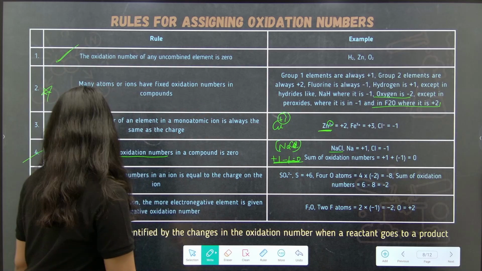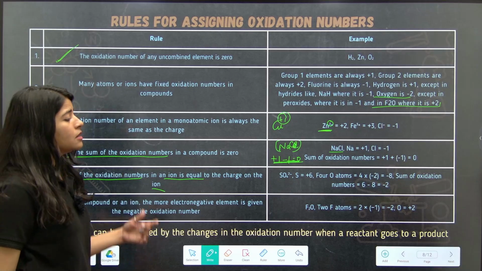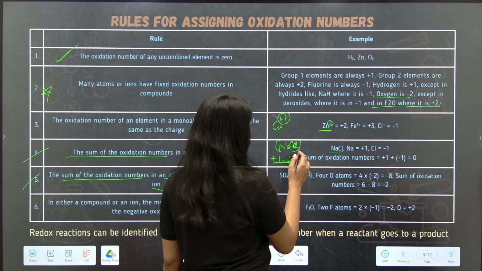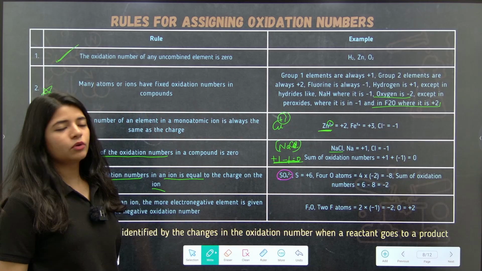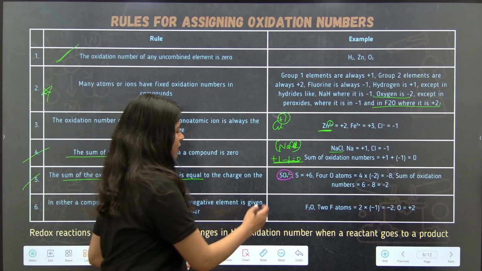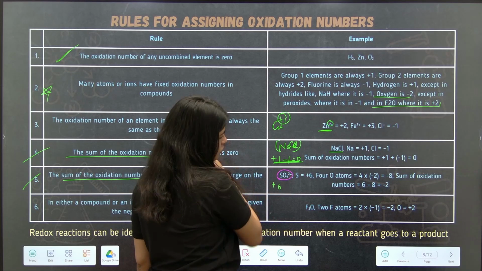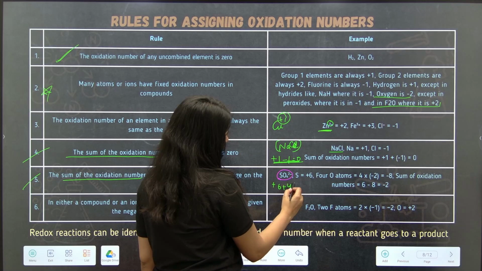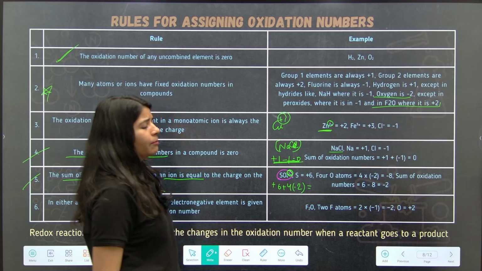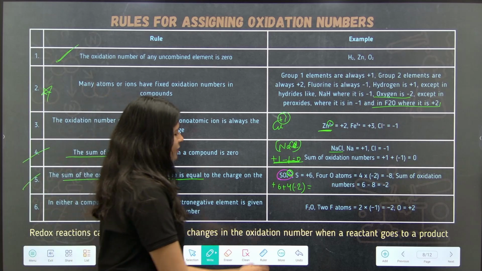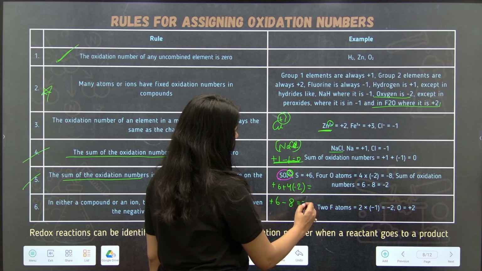Next is, the sum of the oxidation numbers in an ion is equal to the charge on the ion. So this is important. Similar to the above step only, like for example SO4 2 minus. So if you know the oxidation state of sulfur, plus 6, and the oxidation state of oxygen, which is 4 times minus 2, you will get minus 2, which is the complete charge on the ion. Let's solve this. 4 times 2 is 8. This is minus 8 plus 6. This will give you minus 2.